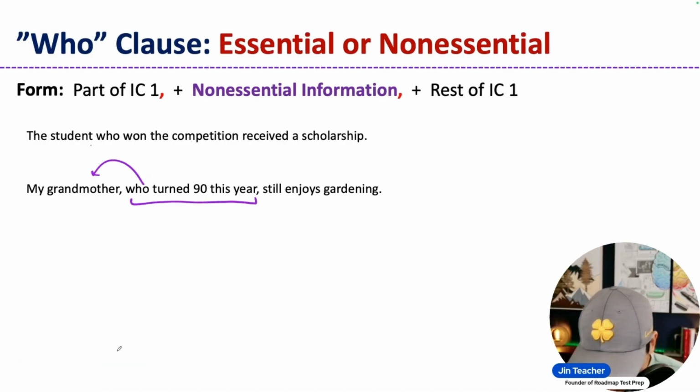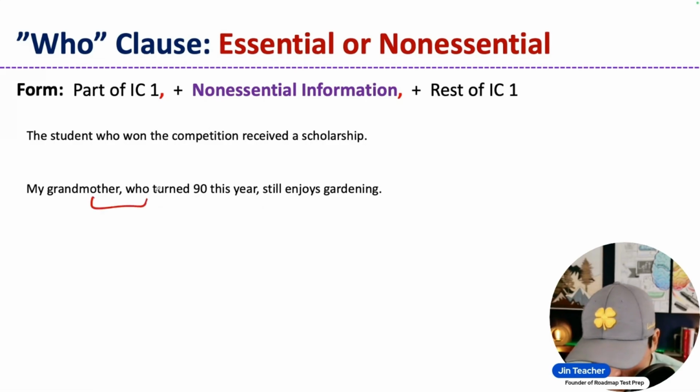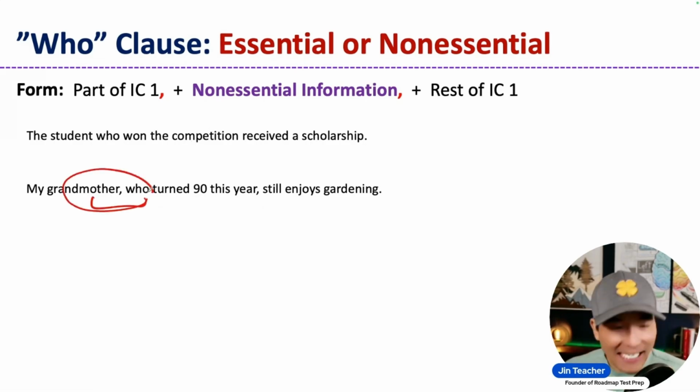We talked about how with non-essential information, you can kind of tell based off of how it sounds, right? Now, in this case, you guys try it out. When you say my grandmother who, would you read this like it's one connected thought, or would you read it like it should be separated? There should be a pause. Would you say my grandmother who, or would you read it like my grandmother, who turned 90 this year, still enjoys gardening?